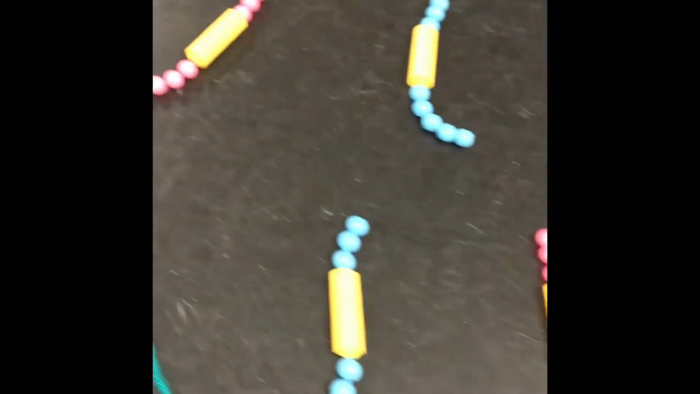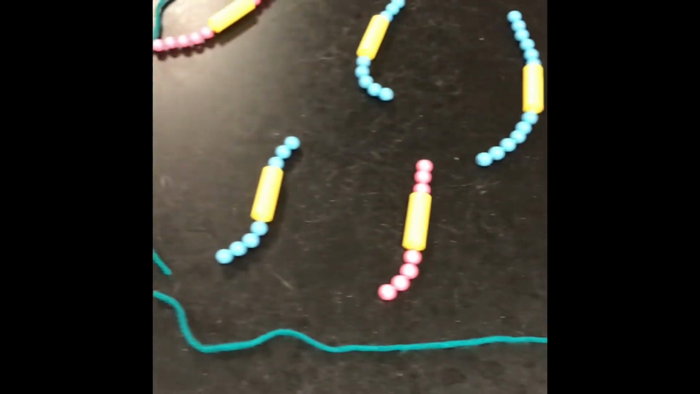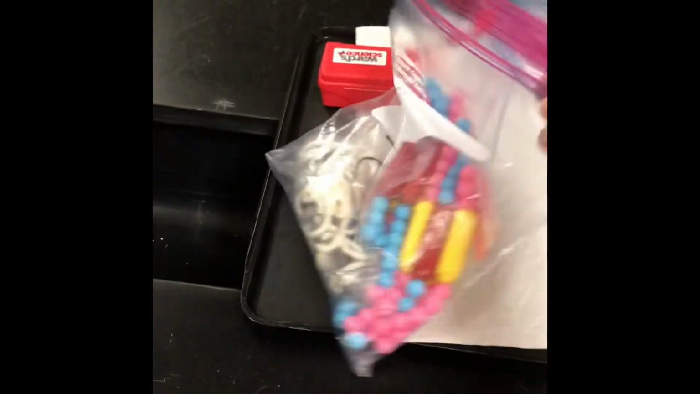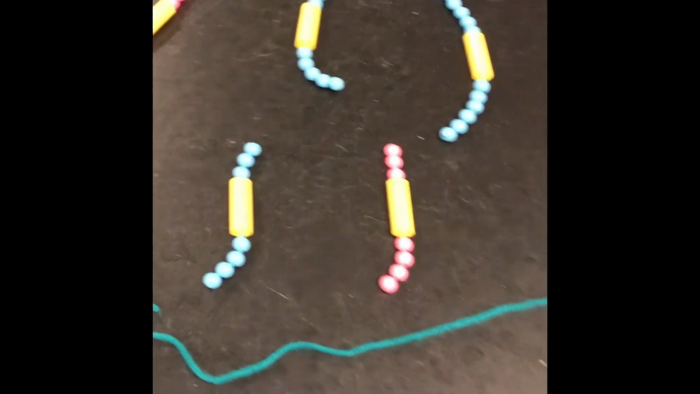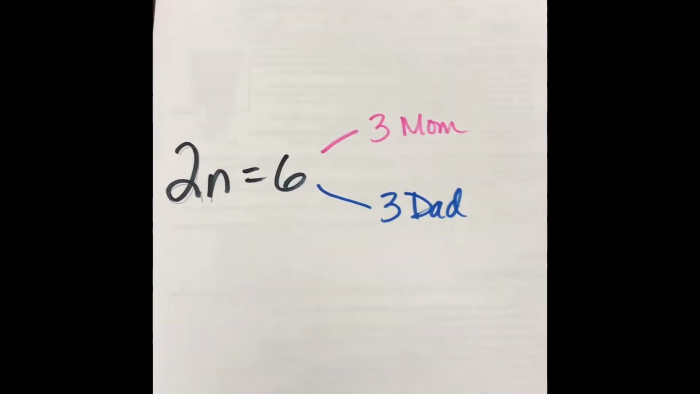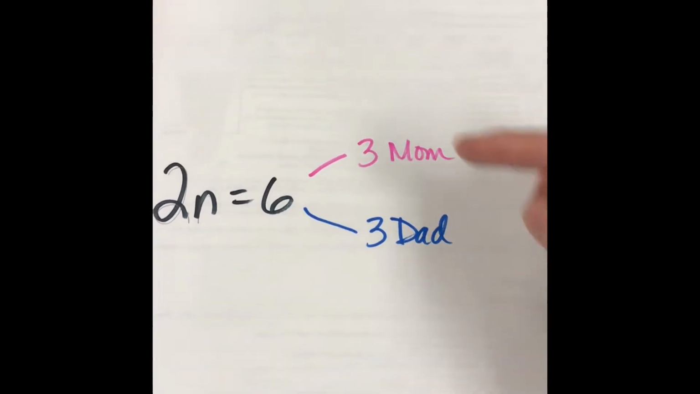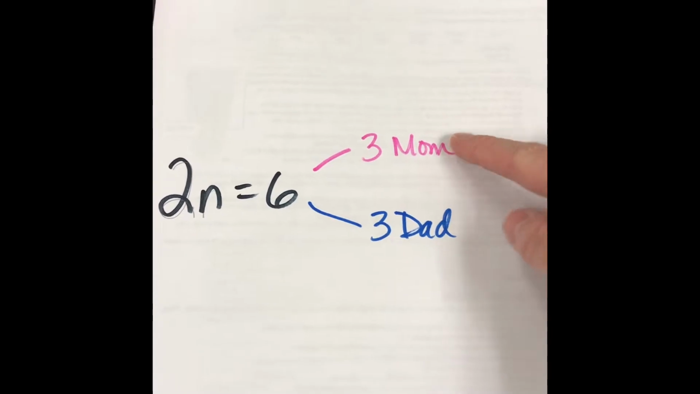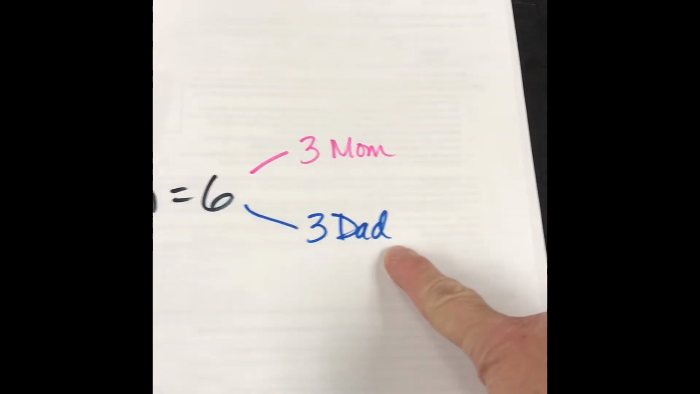And what I provided for the kids is this chromosome bead set. It came in a bag like this. I counted them all out. So there's enough materials right here on the table to represent a cell, and I drew it on this side, 2n equals 6. So if 2n equals 6, remember that's the diploid number, then that means 3 chromosomes originally came from mom and 3 chromosomes originally came from dad.